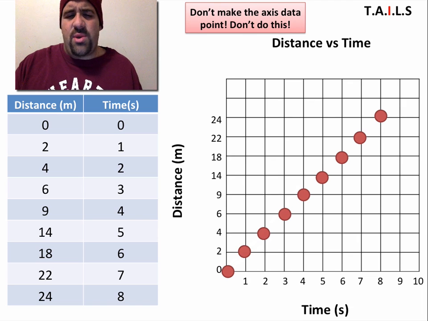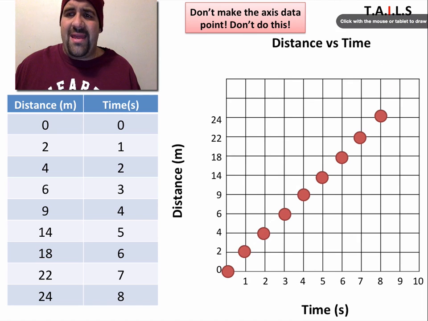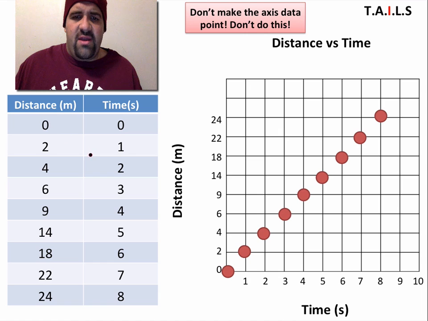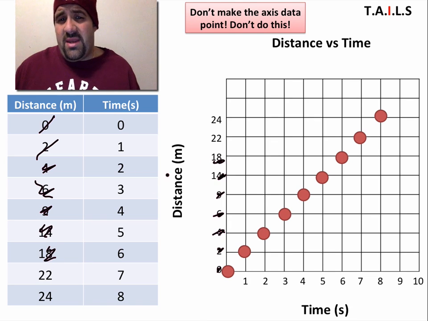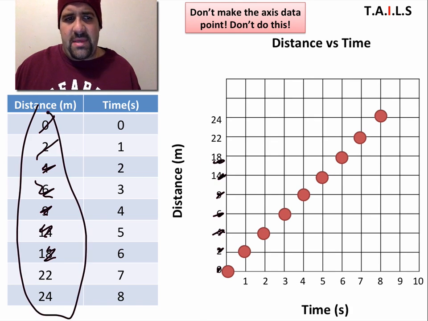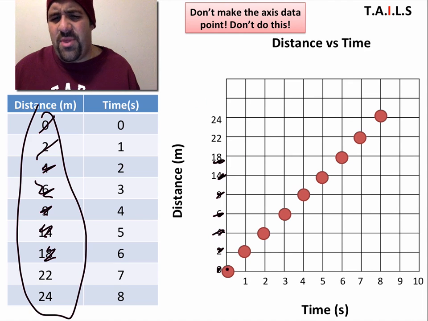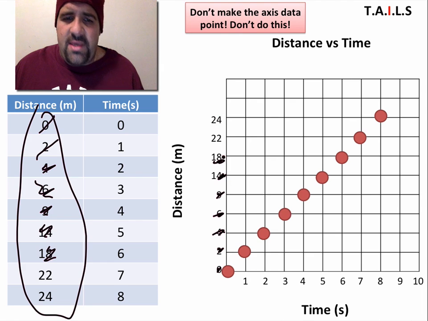And another thing students often do when plotting data: if we look over here at these numbers, they are identical. We have 0, 0, 2, 2, 4, 4, 6, 6, 9, 9, 14, 14, 18, 18. What the student did, or what sometimes happens, is they take all these numbers and simply plot them over here. And this ends up with us always having a straight line, and this line shouldn't be straight. You do not want to do this with your data.